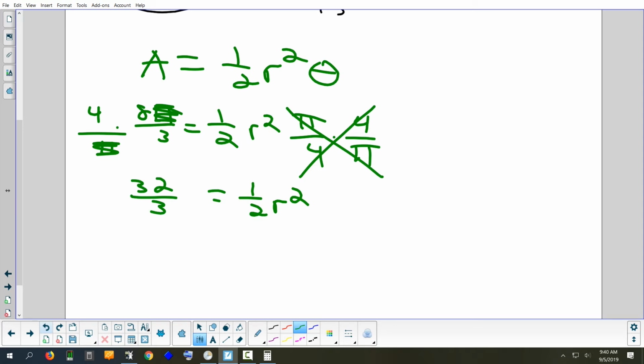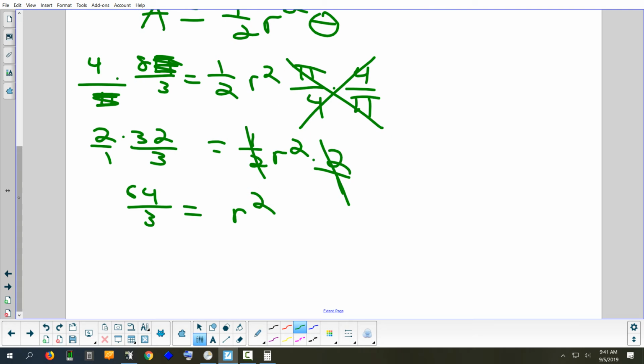Okay. First thing, I still need to get rid of this 1/2. So you can kind of do the same thing we just did again. How would I get rid of the 1/2? Multiply by 2. Yeah, what's the reciprocal here? Yeah, 2 over 1, or really you could just say 2 times 2. If you want to do 2 over 1, you can. That's gone. And now I get 64 over 3.